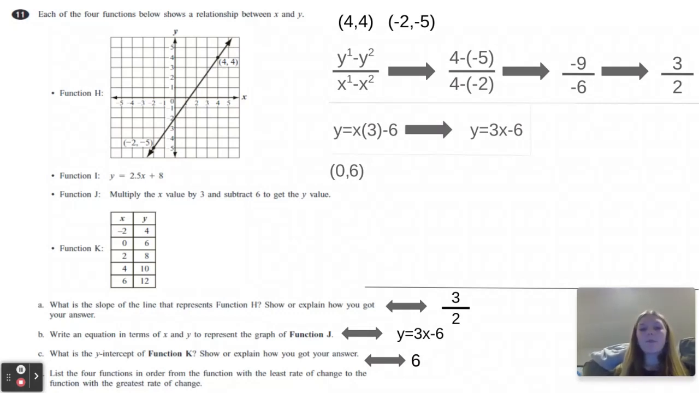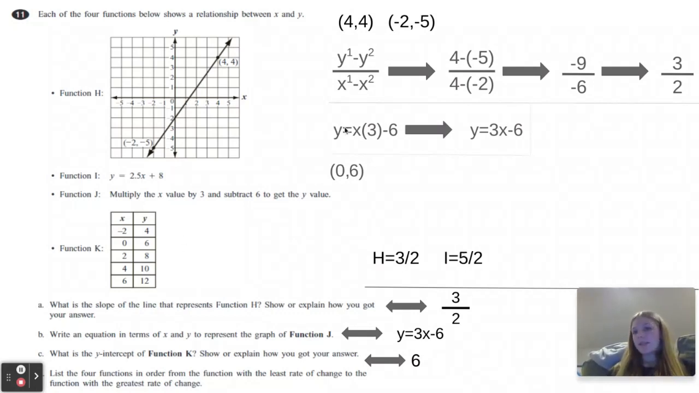Now, we have to list the 4 functions in order from the function with the least rate of change to the function with the greatest rate of change. So, first we have function h, which is 3 over 2. And I'm making this all in fractions with a denominator of 2 just to make it easier so we can find out which has the higher or lower slope. And then function i, you see right here, 2.5x, the slope is 2.5. So it would be 5 over 2.